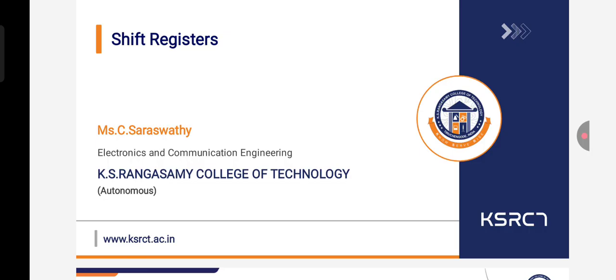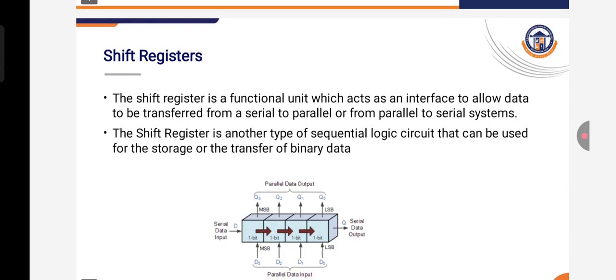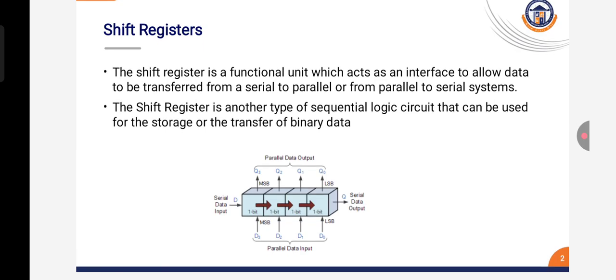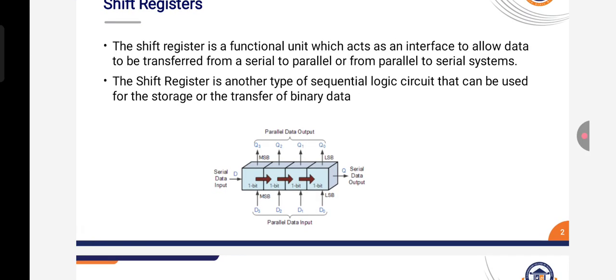Now we are going to discuss shift registers. What is a shift register? The shift register is another type of sequential circuit that can be used for storage or the transfer of binary data. It is a functional unit which acts as an interface to allow data to be transferred from serial to parallel or from parallel to serial systems.